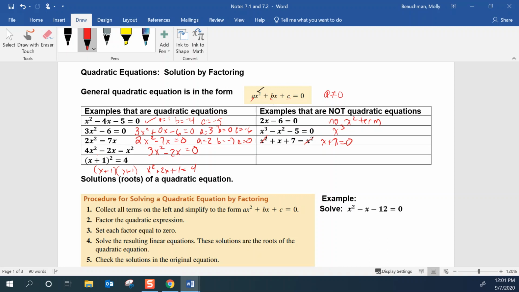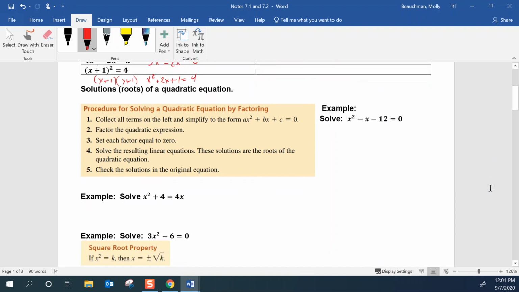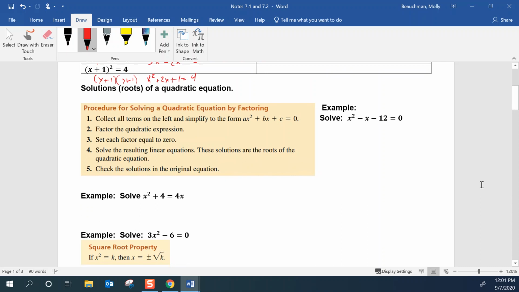So once you recognize that you do have a quadratic, there are a couple of different methods that we use to solve. The first one is by factoring. And factoring only works if your equation is factorable and if you're pretty good at factoring. So we're going to take a look at, first of all, how to solve a quadratic equation by factoring. And then we'll take a look at what kinds of solutions I can get.